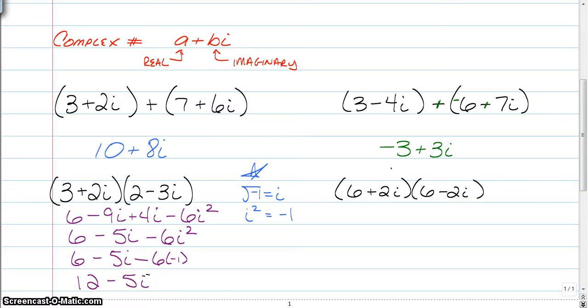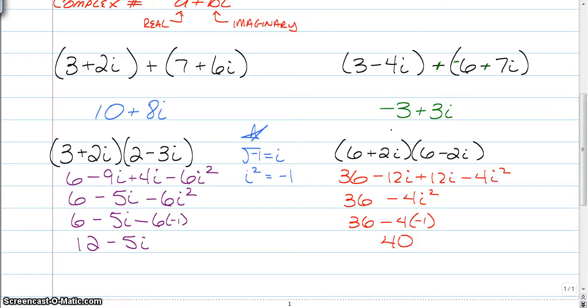Okay, you guessed it. You get to try the next one. Multiply 6 plus 2i times 6 minus 2i. Go do it. Did you get 40? Because if you did, you are correct. Notice how we have a 6 plus 2i and a 6 minus 2i, so everything's the same, but we have a positive and a negative. That's going to make these i's in the middle cancel.